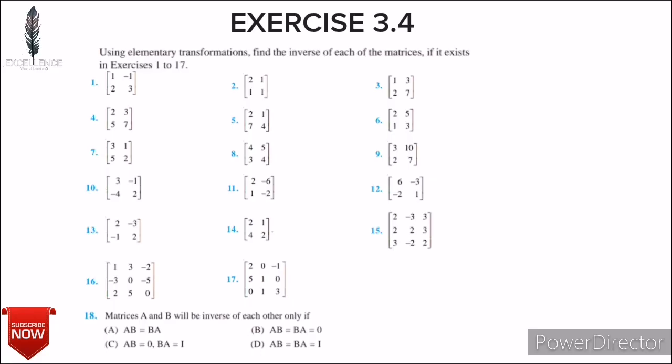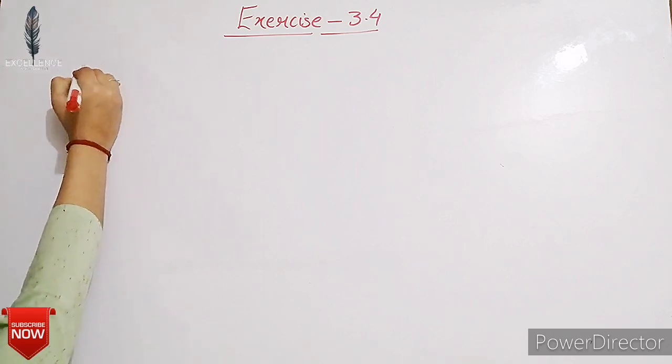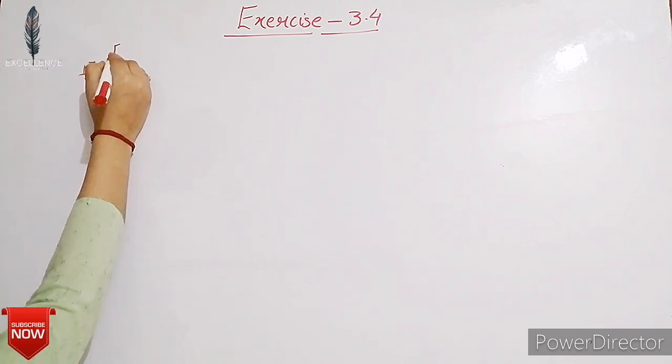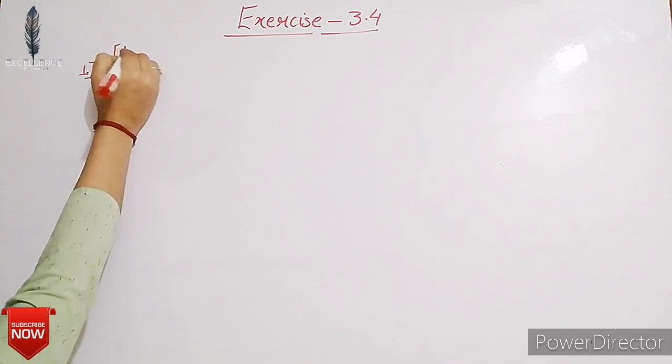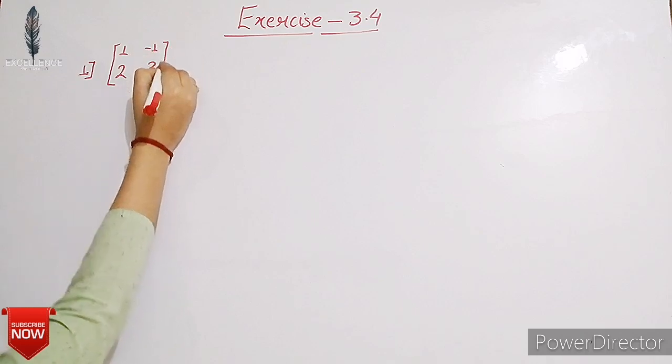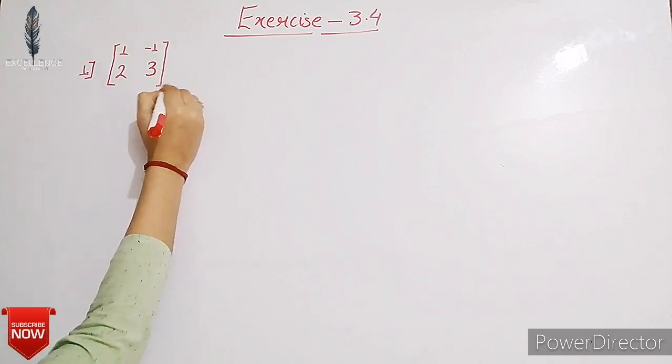Today we discuss exercise 3.4. In this exercise, we have to find the inverse of the given matrix using elementary transformation. Okay. So, today we discuss questions 1 to 10. Let's see question number 1. Here, the given matrix is 1, 2, minus 1, 3. It is a square matrix of 2 into 2 order.